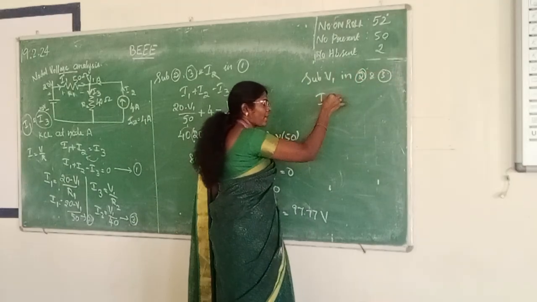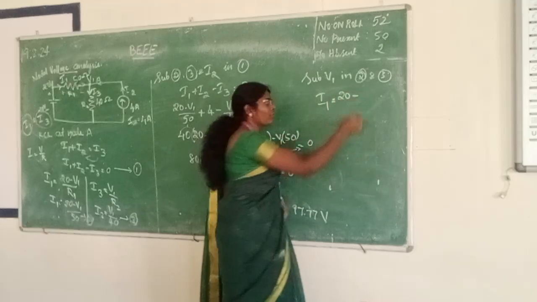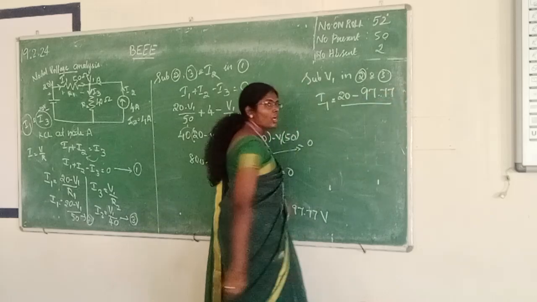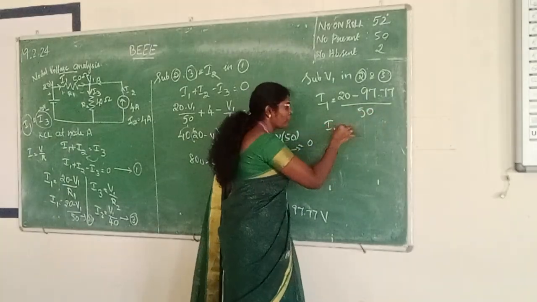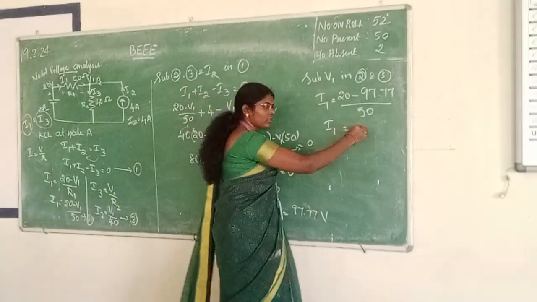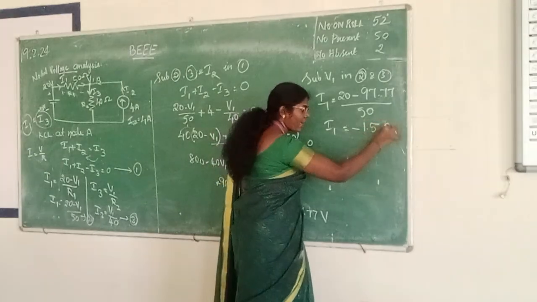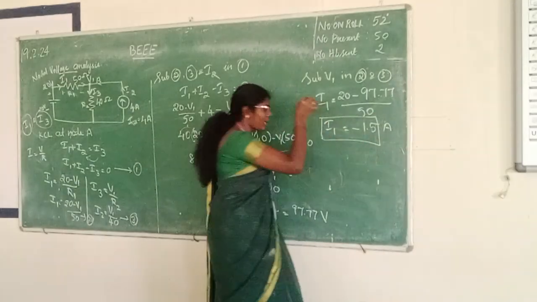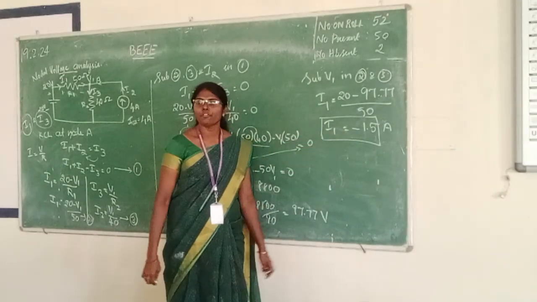The second equation is I1 is equal to 20 minus V1. What is the V1 which we have found? That's 97.77 divided by, what is the resistance over there? 50. So now tell me what is the value for current? Minus 1.5 amps. Right? Okay. So everyone must have a calculator, right? So I1 is what? Minus 1.5 amps.